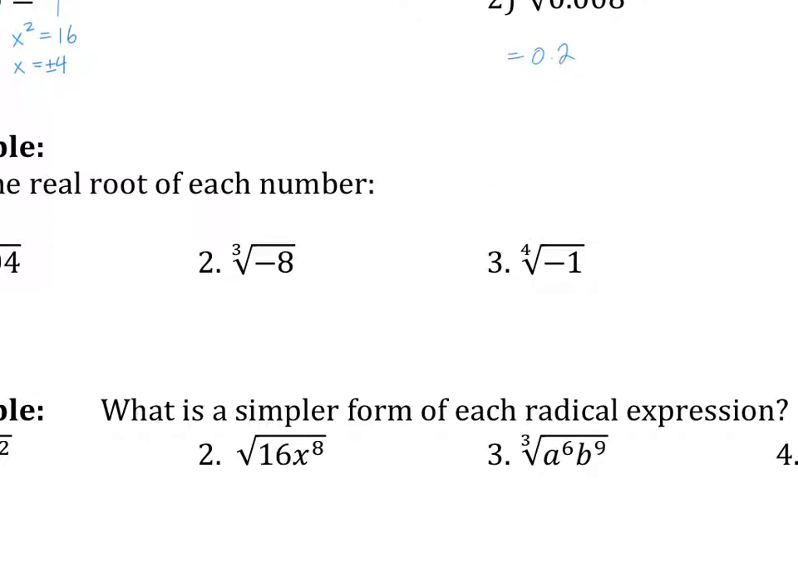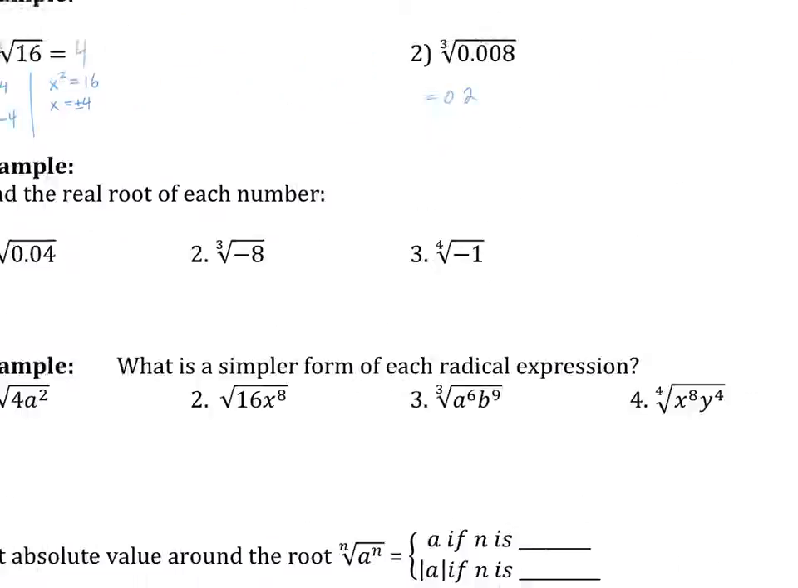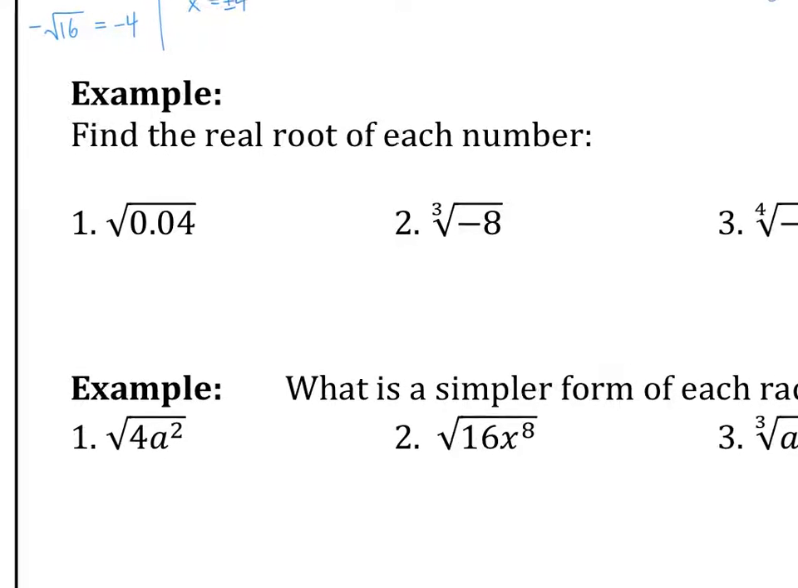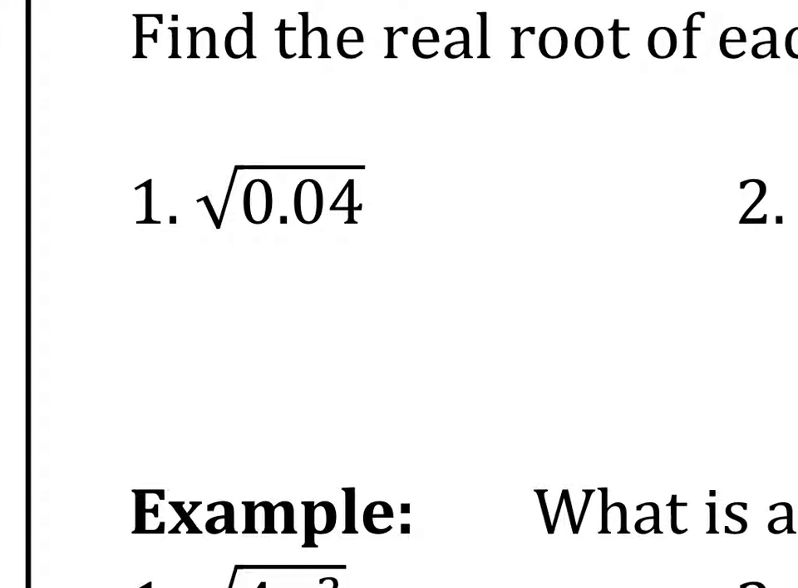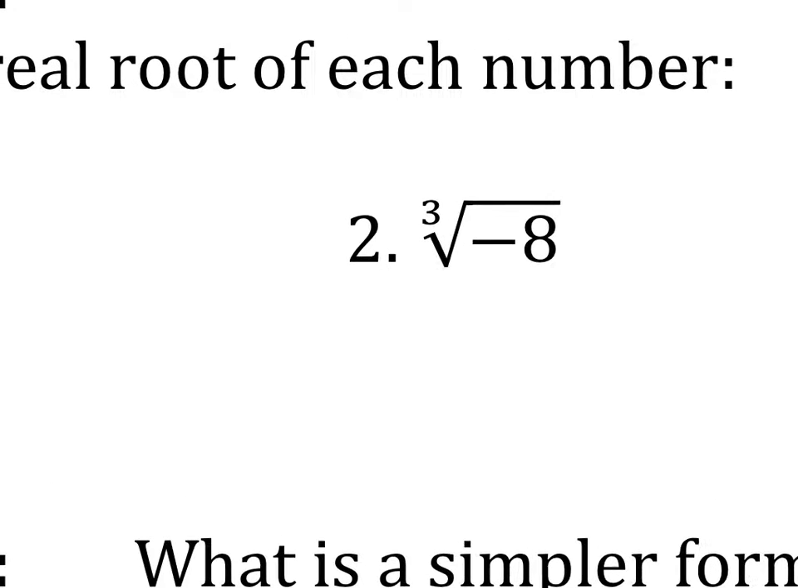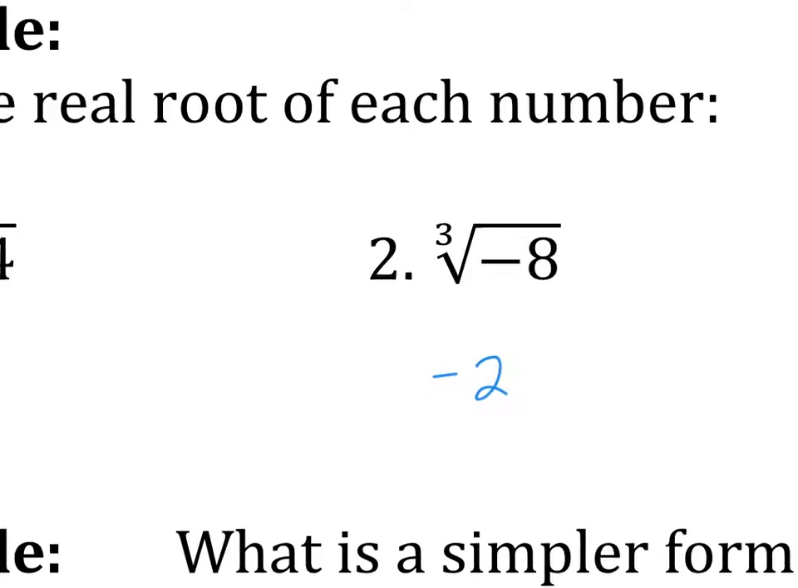Okay, so now let's try these. 1, 2, 3. Find the real root of each number. Number 1, square root of 0.04. What's the answer, everybody? 0.2. Number 2, cube root of negative 8. Negative 2. Okay, this is just the principal root, so it's just negative 2.